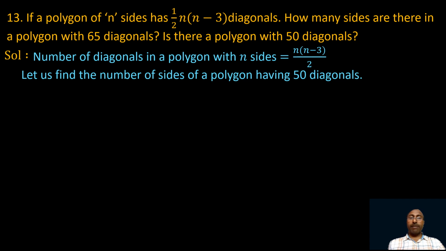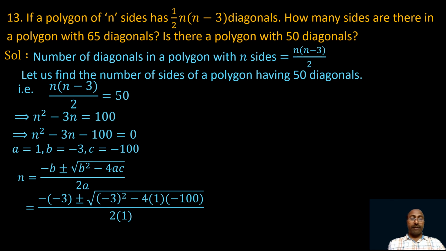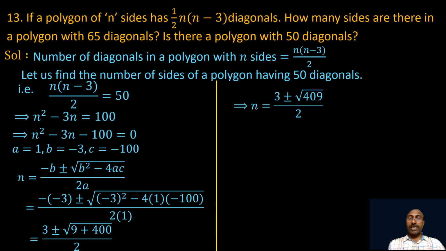So let us find the number of sides of a polygon having 50 diagonals. When the number of diagonals is 50 and the number of sides is n, then n into n minus 3 by 2 equals 50. That is n square minus 3n equals 100, and n square minus 3n minus 100 equals 0, with a equals 1, b equals minus 3, c equals minus 100. By solving this using the quadratic formula we get 3 plus or minus root 409 by 2.